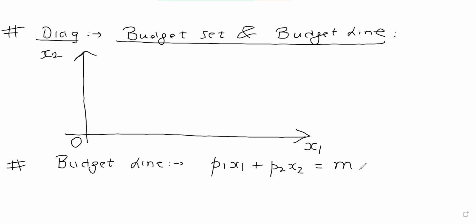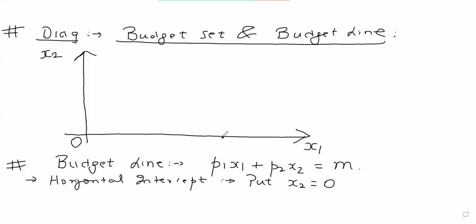Now, how do I find the intercepts? Let's look at how we find the horizontal intercept. To find the horizontal intercept, that means the intercept on the x1 axis, put x2 equal to 0 in the equation. So what do we get? We get x1 as M by P1. That means the coordinates of this point are (M by P1, 0). This is the horizontal intercept.